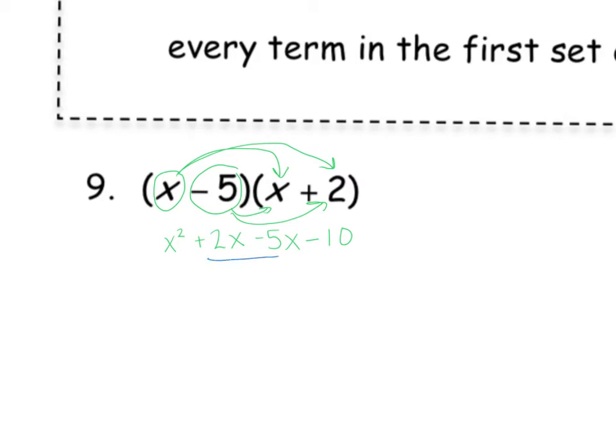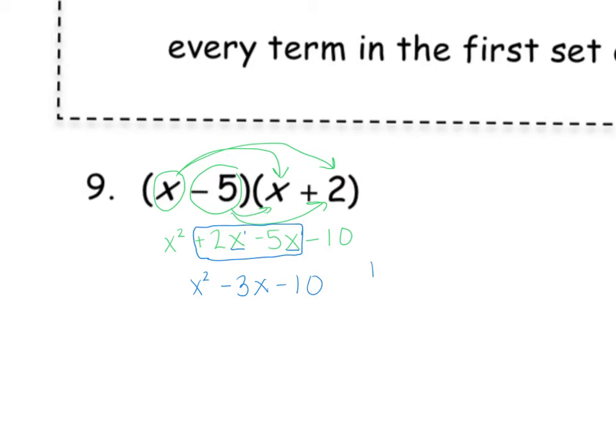You should see that the 2x and the negative 5x are common terms. We can add them because they have the same variable with the same exponent. So I just add the coefficients. 2x minus 5x gives me negative 3x. The x squared doesn't combine with anything else. There's no like term. And the negative 10 doesn't either, so I just write it down.